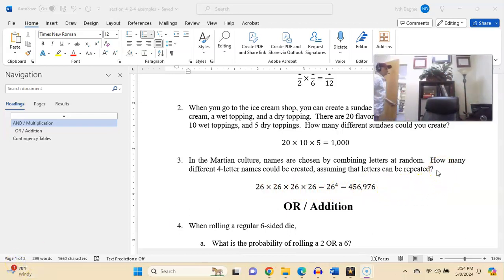Key here is that we are allowed to repeat these letters. So that's a phrase that'll come up in your homework sometimes. It'll say something like, if repetition is allowed, or if items are replaced in the set before you choose from the set again.